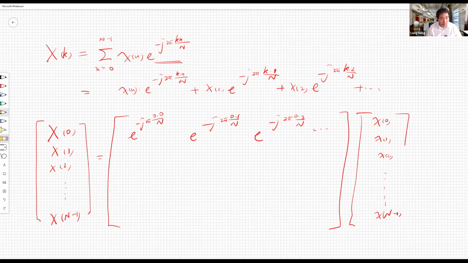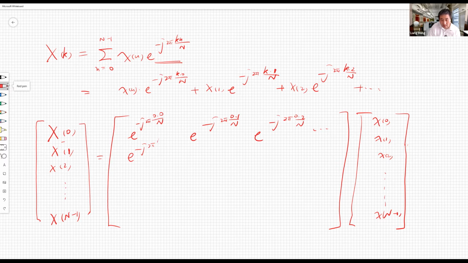All the way to n minus 1. Okay, here. All right. And then, of course, this is calculating a row multiplied by this column, and we got x0. Now, x1, similarly, we have another row here in this matrix, which is e to the negative j 2 pi, but this time k is 1.